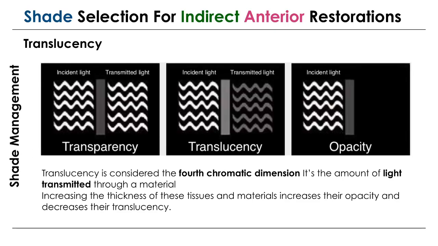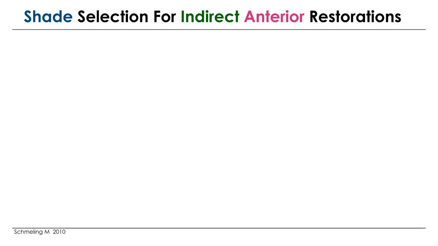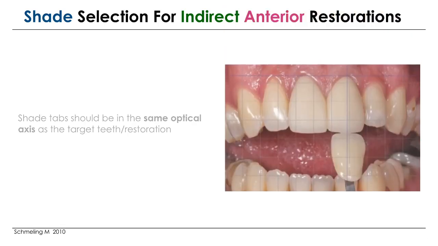Okay, what if we have a material and we have light, how can we choose the best material translucency? When we have a material and light, if the incident light is transmitted totally, that means transparency. If it is transmitted with gray color, that means translucency. If it doesn't transmit, that means opacity. So increasing the thickness of these tissues and materials increases their opacity and decreases their translucency. And now, don't forget to put your shade tab incisally when you are taking a photograph also.